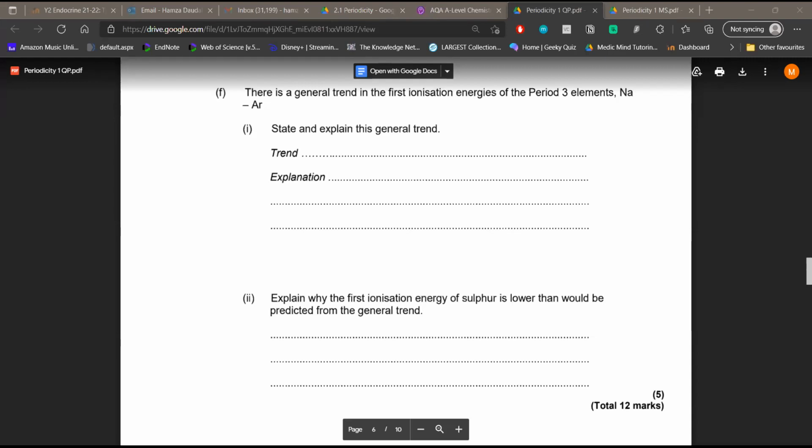Hund's rule. Yeah, it's called Hund's rule. It's about upspin and downspin. I don't know if you guys will have heard that term in school, but that was the one I was talking about.